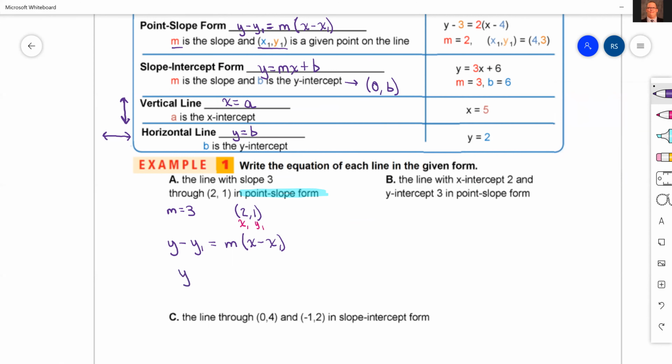We have y minus y1, which is 1, equals m, which is 3, times x minus x1, which is 2. That's all I wanted. Just plug that in. So we're done.